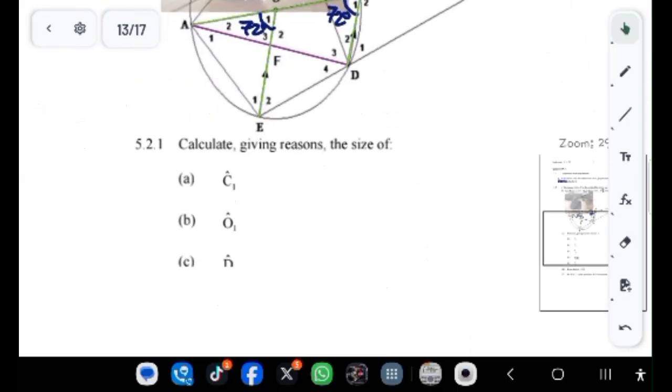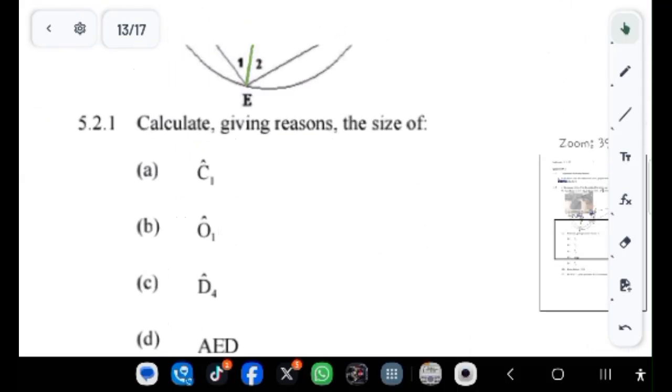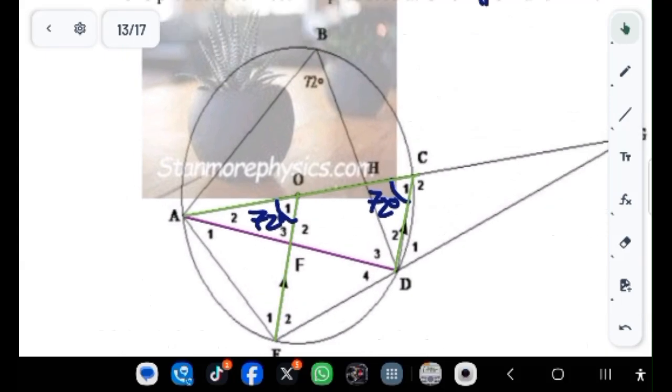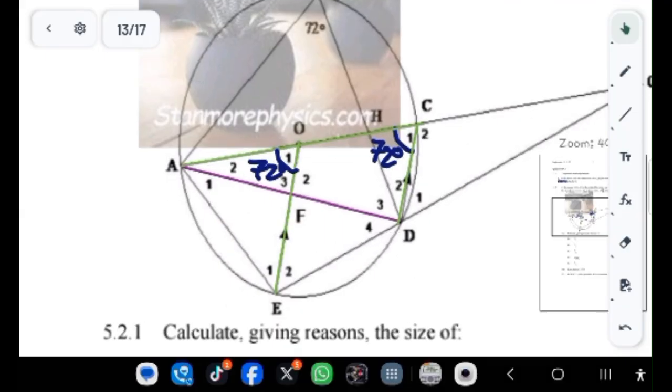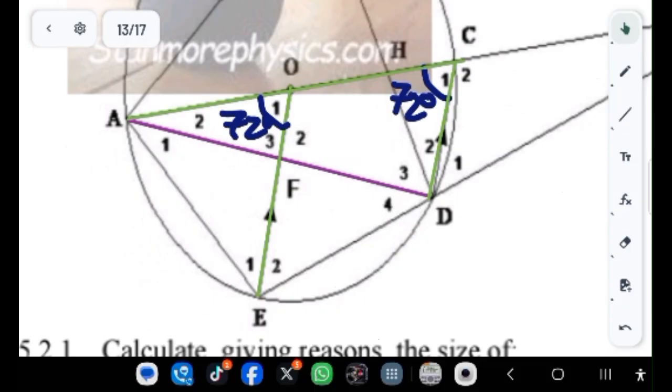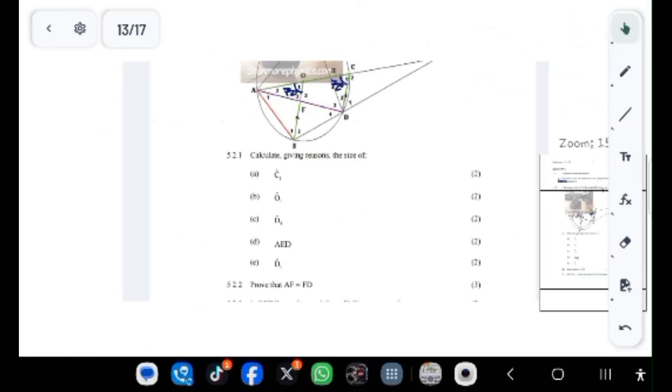Next, angle D4. Angle D4 and angle O1 are subtended by the same chord. Here is the chord AE, with O1 at the center of the circle and D4 at the circumference of the circle. Therefore, angle D4 will be half of angle O1, 72 degrees.